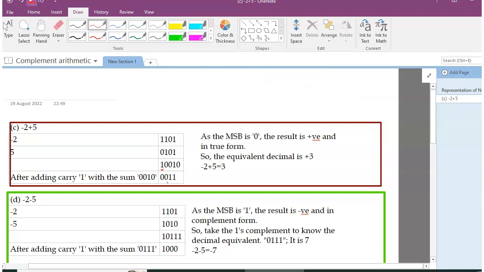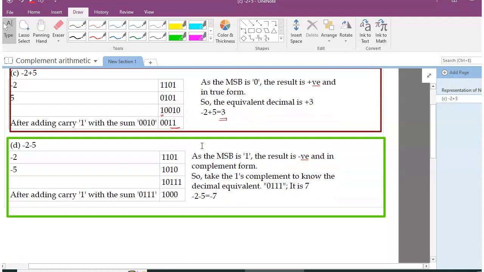Right. So now our result is 0011. Check the MSB. MSB is 0, meaning it is positive and it is given in true form. The answer is plus 3.